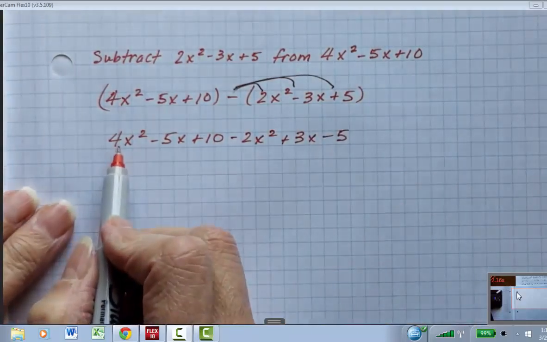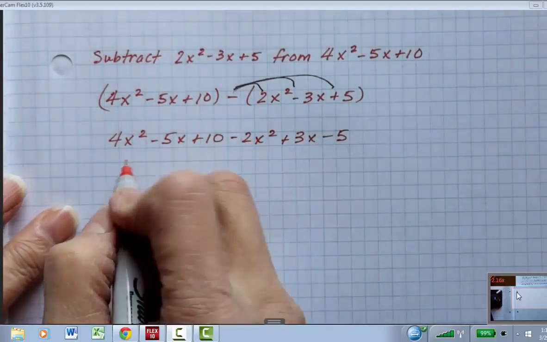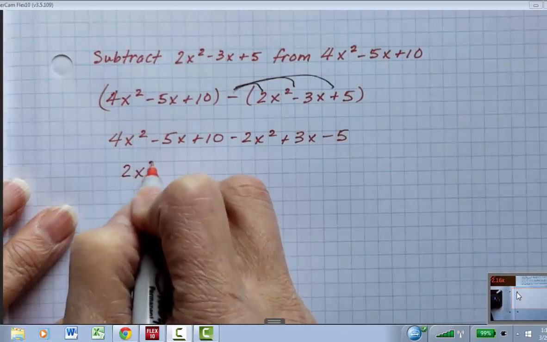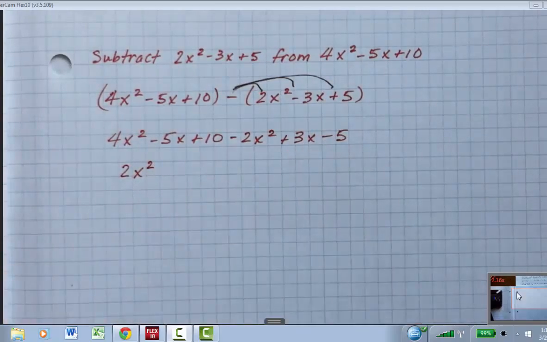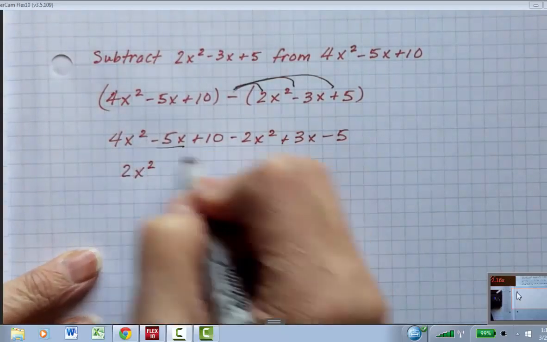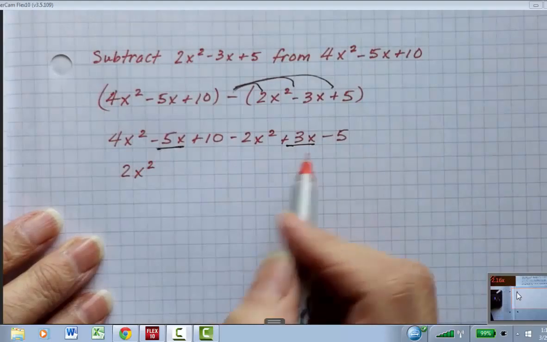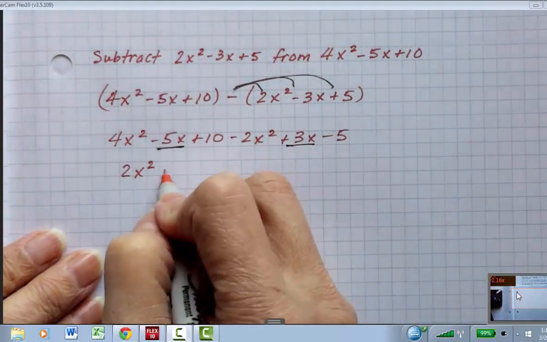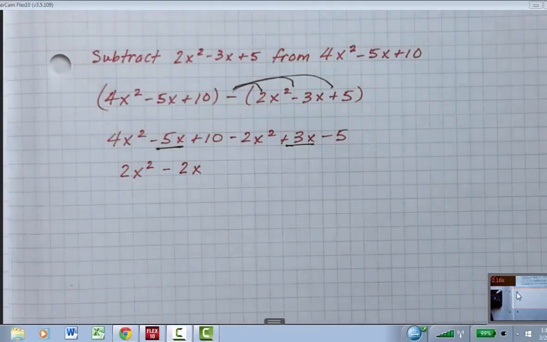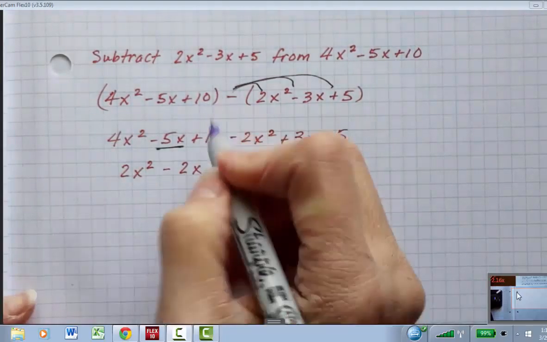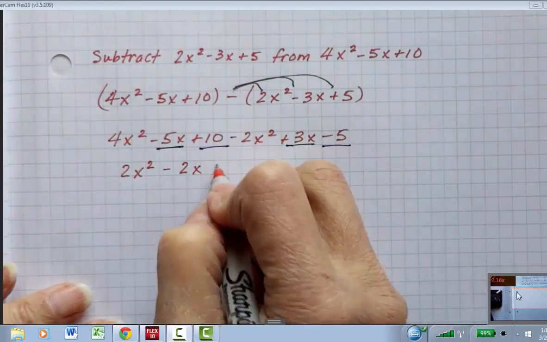Then we're going to look for like terms, and we have a 4x squared and a minus 2x squared. That gives me 2x squared. And we have a negative 5x and a positive 3x. Sometimes it's good to underline what we're looking at. So a negative 5x and a positive 3x, that gives me a negative 2x. And then we have a positive 10 and a negative 5, so that gives me a positive 5.